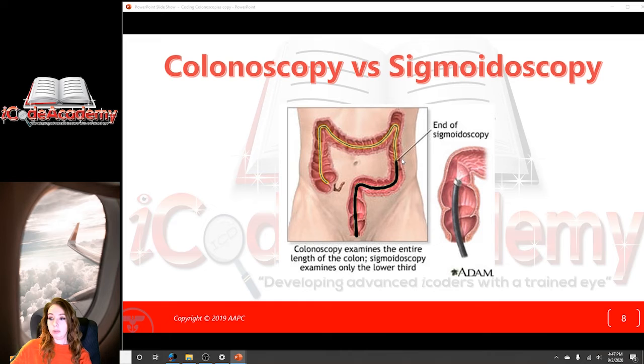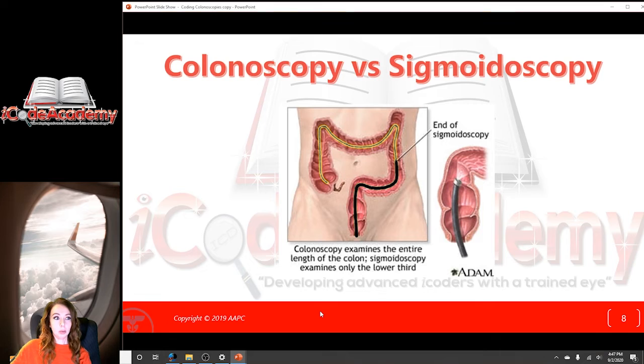It's evaluating only the lower third portion. Once we continue on past this and reach the hepatic flexure and continue to go down, now we are in the realm of a colonoscopy. So keeping our anatomy in mind is going to be extremely important for coding these procedures.